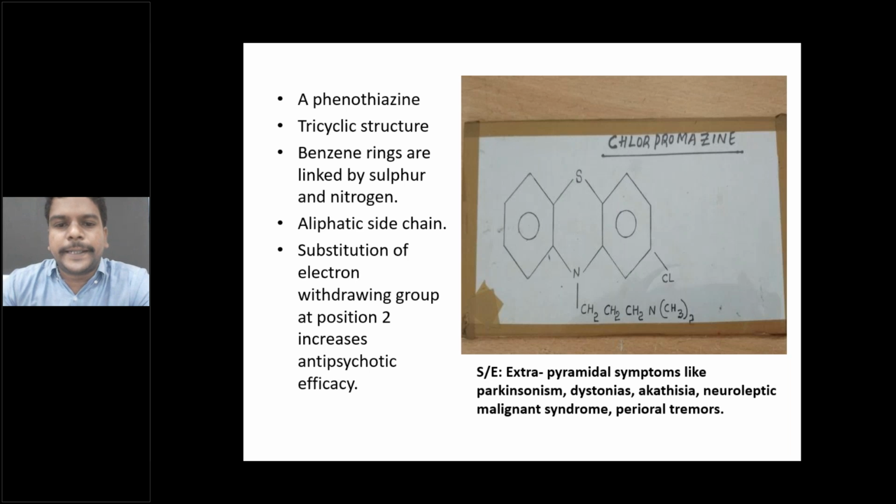Extrapyramidal symptoms like Parkinsonism, dystonias, akathisia, neuroleptic malignant syndrome, perioral tremors are the side effects of chlorpromazine. It is a tricyclic structure. Okay. This is about the chlorpromazine.